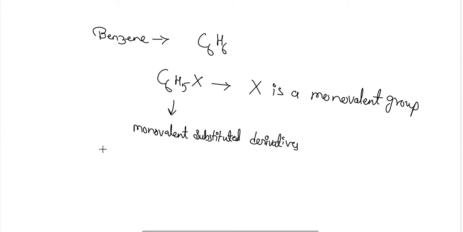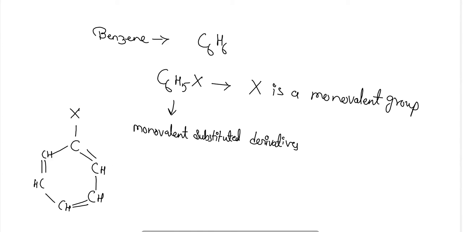Okay. So now, when two hydrogen atoms of a benzene are replaced, meaning when we are replacing two of the hydrogen atoms from the benzene ring, CH double bond CH, CH double bond CH, CH double bond CH. So this is a benzene ring. Here one hydrogen is replaced.